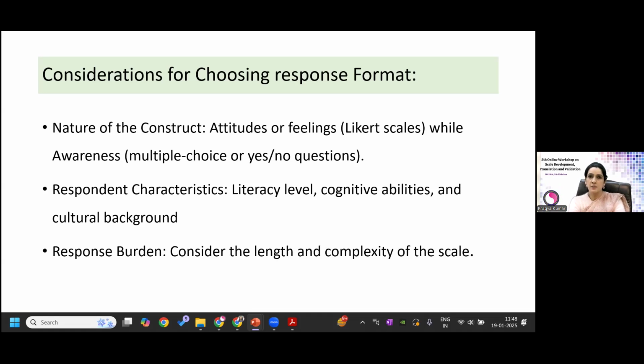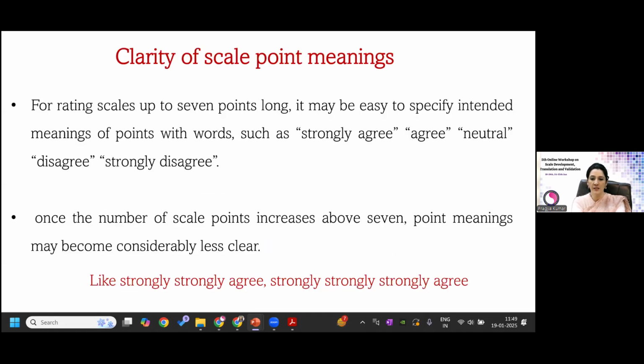And the response burden, because if the length of the scale is very large and it is complex, then it might pose a challenge for the respondents, and there will be fatigue towards the end. They will fill in some random responses, which will add measurement error if it is self-administered. And regarding this, taking responses on a Likert item, this strongly, strongly agree and disagree, is not very easy.